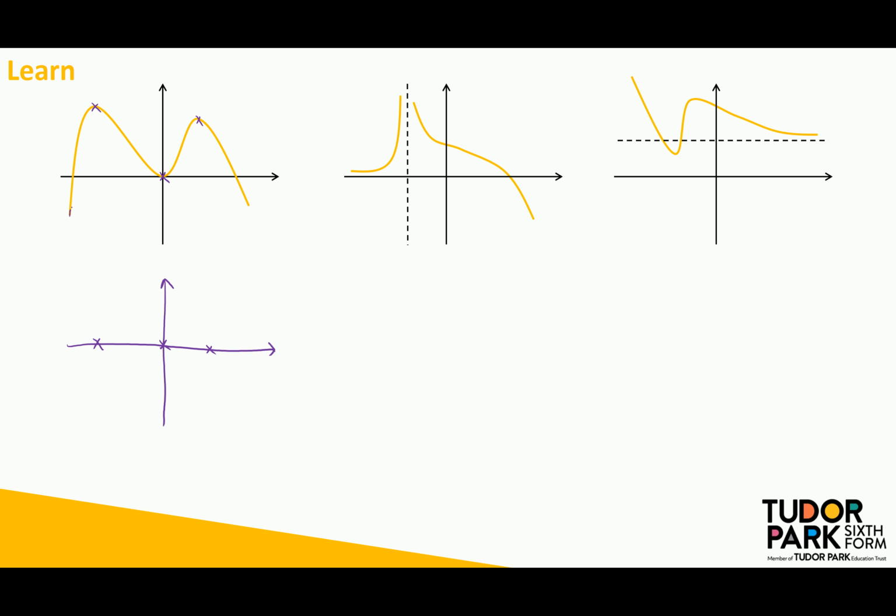For the first section, the gradient here would be positive but getting smaller. For the next section, the gradient's negative, it gets larger and then smaller again. For the next section, my gradient is positive, it gets larger, but then becomes smaller back down to zero. And then for my last section, the gradient just becomes more and more negative.